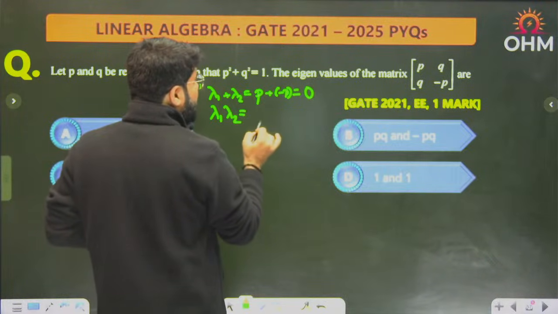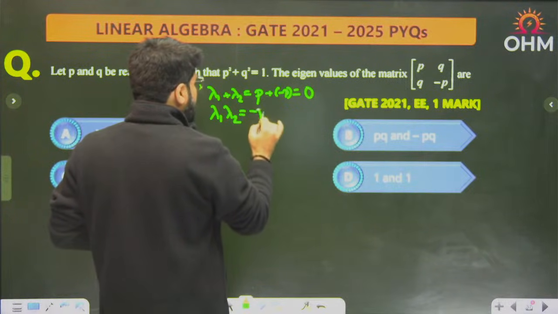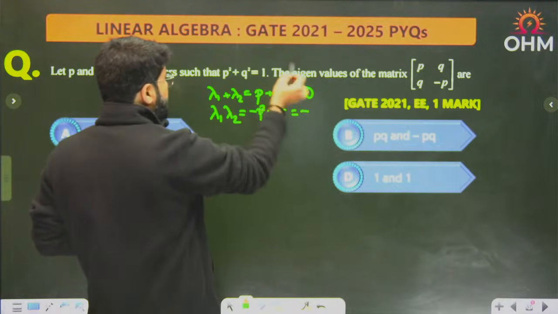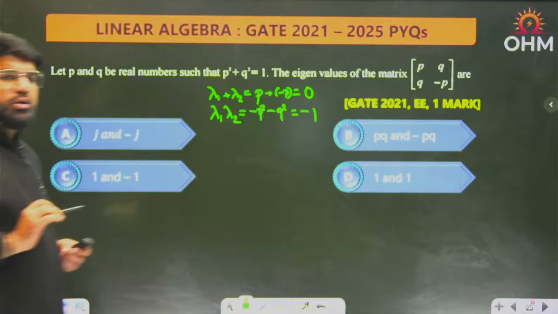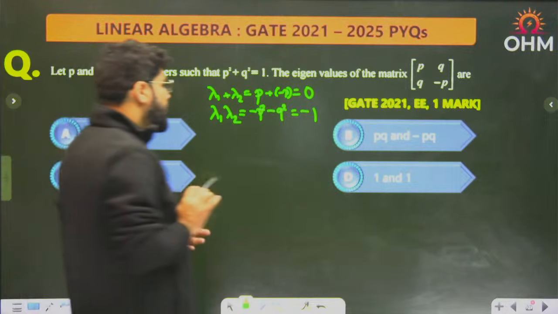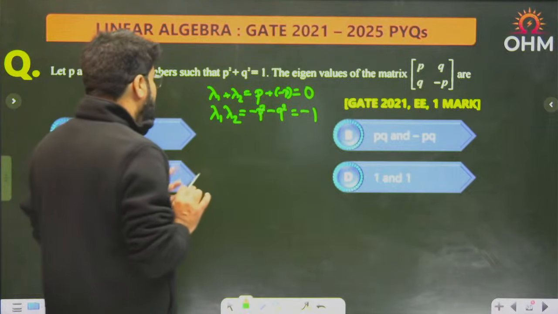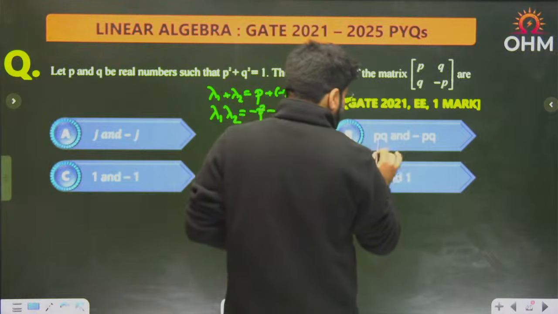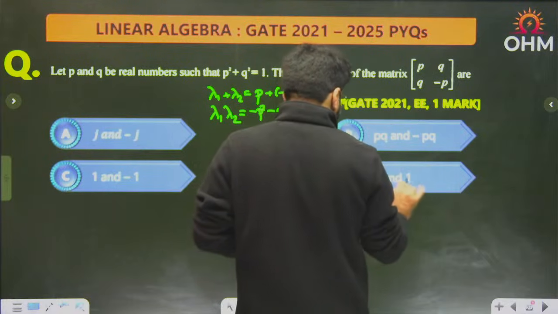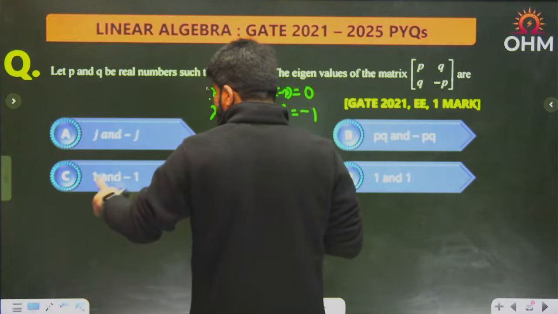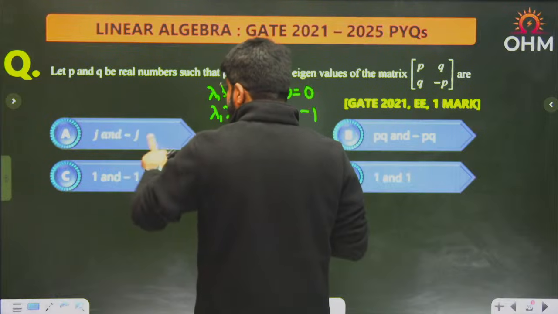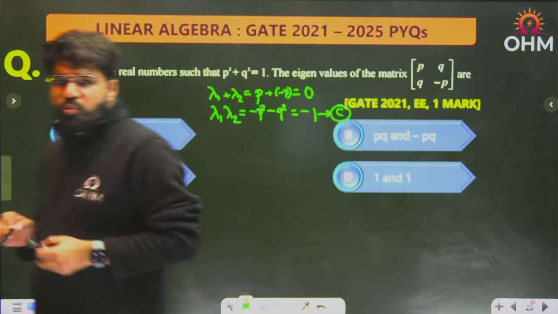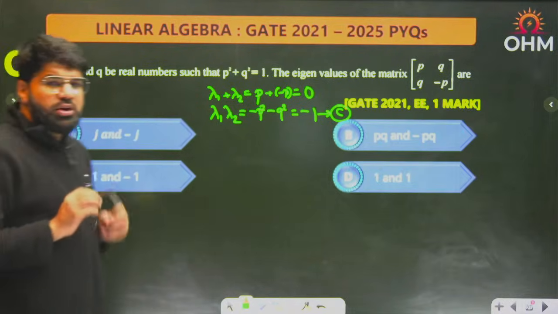Now the product of eigenvalues equals the determinant. What is the determinant here? Minus P square minus Q square, and taking minus outside, P square plus Q square is given as 1. So the product is minus 1, and the sum is equal to 0. Product minus 1 means, for example, eigenvalues 1 and minus 1 give product minus 1, whereas i and minus i would give product plus 1. So product equal to minus 1 is only option number C.